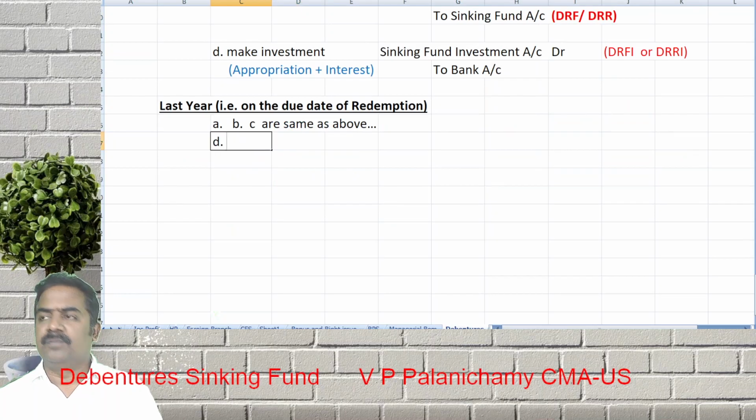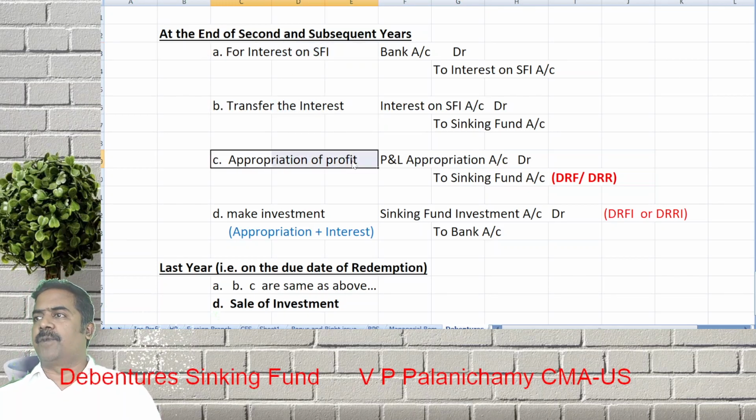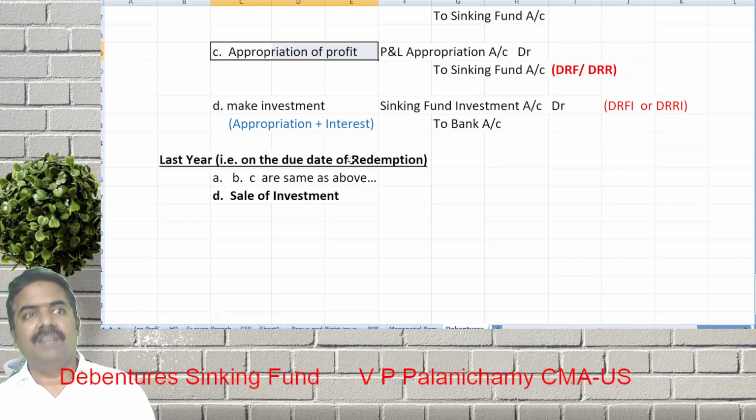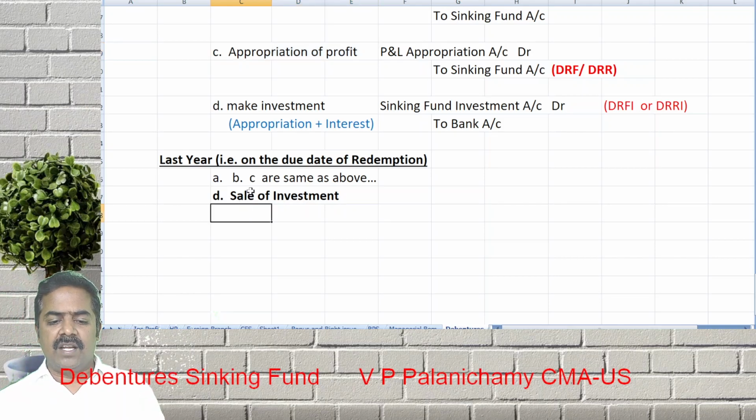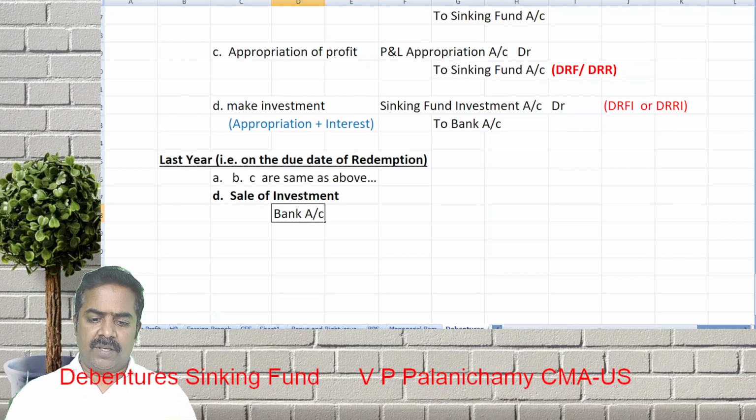Point number D now. Sale of investment. You have to first sell the investment. Clear? Any doubt? Last year you will get the interest, transfer the interest, set aside the profit, but don't make investment. Last year you will sell the investment. What entry will you pass for sale of investment? Bank account debtor to sinking fund investment account.